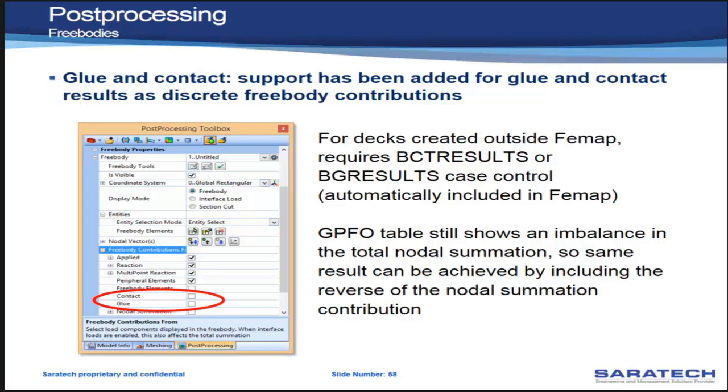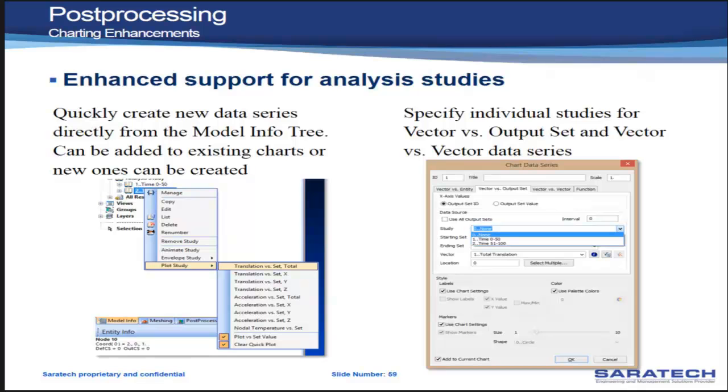And finally, let's look at the enhanced support for analysis study. This is a quick way to create new data series directly from the model info tree, and it's called the plot study command. It's a context sensitive menu for analysis study in the model info tree, and it allows you to quickly plot translations, accelerations, or nodal temperatures versus an output set or an output set value in your model.